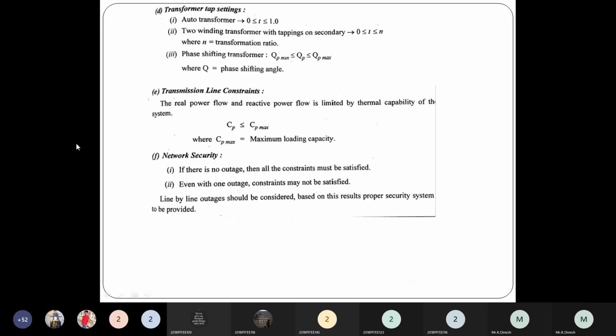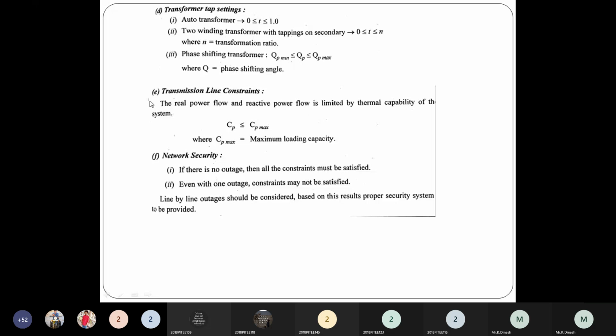And subdivision D is transformer tap setting. So for the transformer tap setting, the auto transformer variable ratio is from 0 to 1 only. It is not below 0 or above 1. For two winding transformer tappings, secondary is 0 less than T less than or equal to N, the number of buses. Here N in the transformer is the transformation ratio. And for the phase shifting transformer, QP minimum to maximum, that is QP max, is the limit. So Q is nothing but the phase shifting angle.